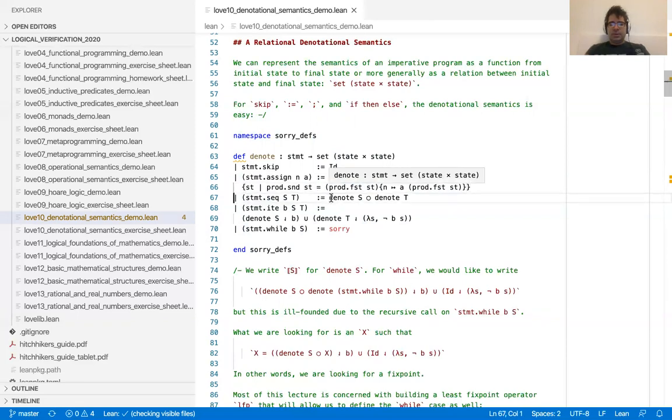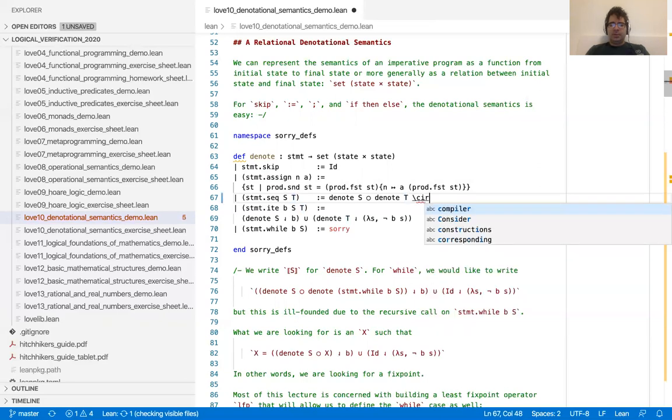Sequential composition is easy. It's the denotation of S, and then composition with the denotation of T. And this is the big circle. It's not the little circle that we use for functions. It's a circle for relations. And composition of relations is left to right, unlike that of functions, which is right to left. So this really means you do S first, and then you do T.